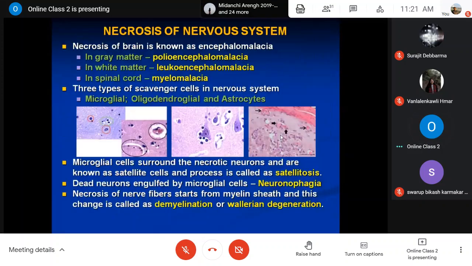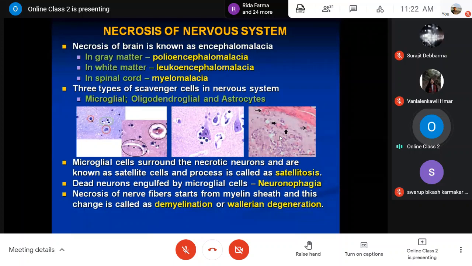And now necrosis of the nervous system. Necrosis of the brain is actually termed encephalomalacia. When it is confined or restricted to the gray matter, it is known as polioencephalomalacia. If it is restricted to the white matter, then leukoencephalomalacia. If it is in the spinal cord, myelomalacia.